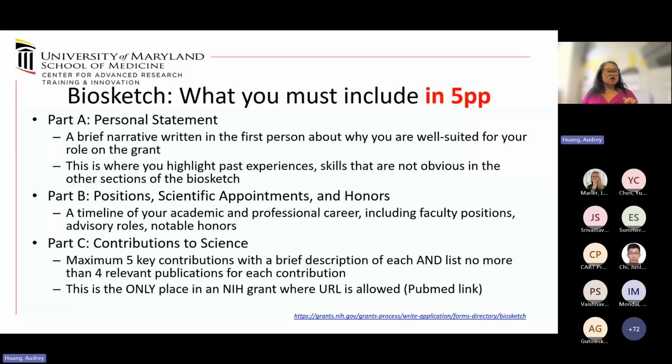And then part C is contributions to science. You're allowed to describe 5 key contributions.